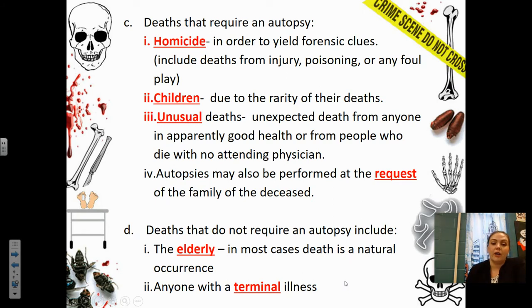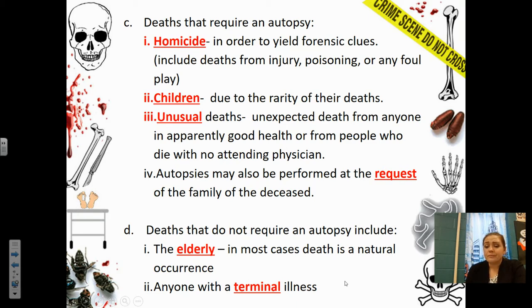Deaths that require an autopsy are homicide, obviously. So if we think that murder was involved, we think foul play, then they're going to have an autopsy done in order to yield forensic clues, including death from injury, poisoning, or foul play. Anytime children die, and we know it wasn't cancer or something like that, then they are going to have an autopsy. They're supposed to, because pretty much they shouldn't die unless we know of some underlying disease.